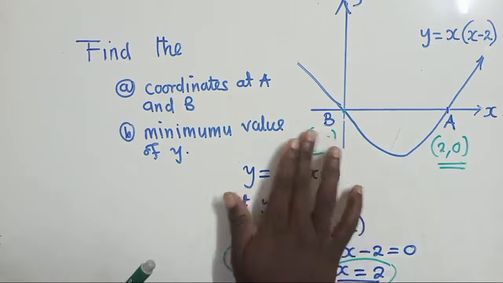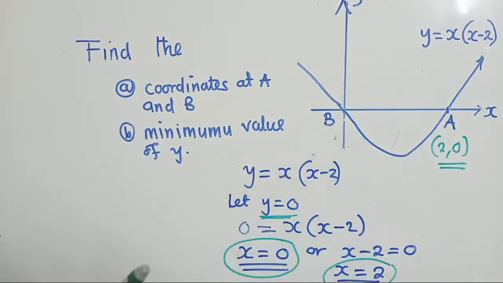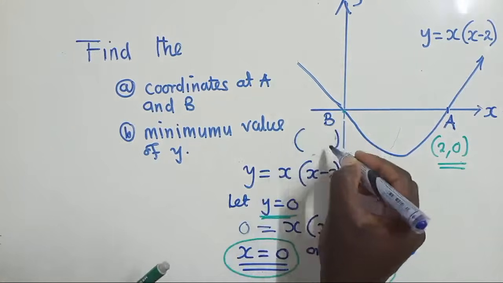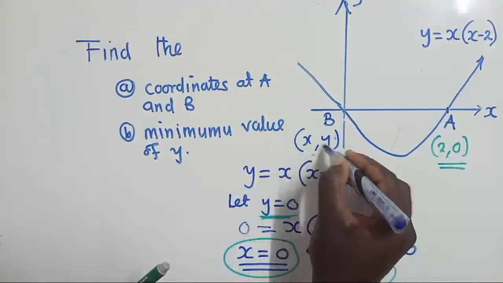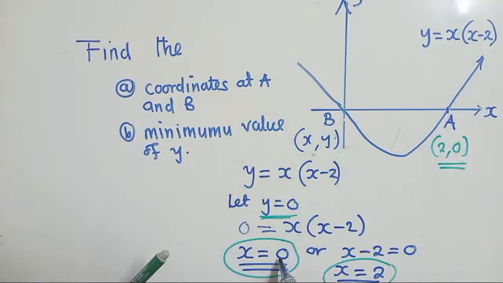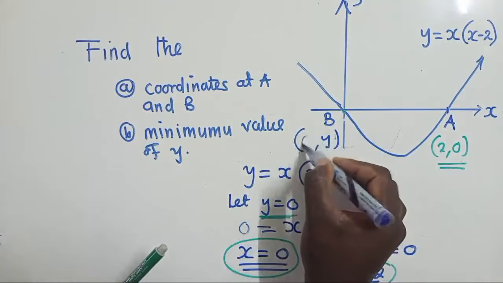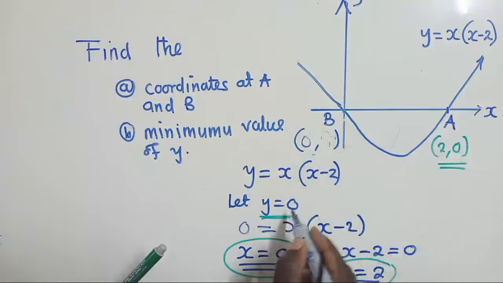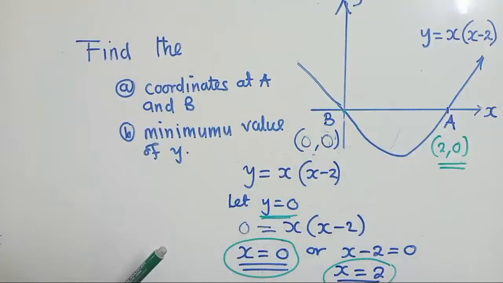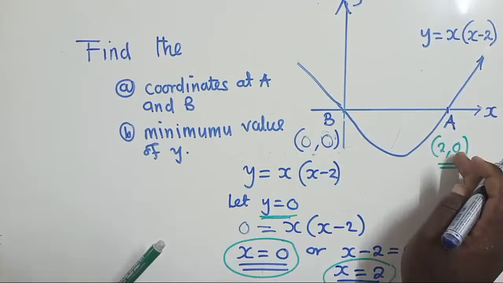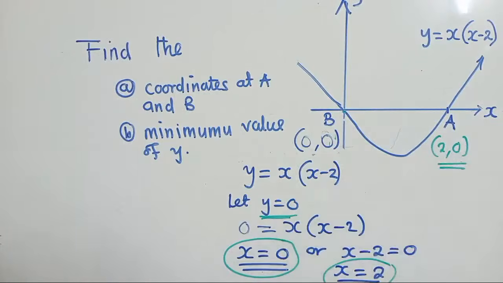Okay? So here at B, you see the way it is. We need the x value and the y value. So the x value here is a 0. That's why I'd put a 0 here. And the y value is always a 0. Here the x value is a 2, the 2 that we found, and the y value is a 0. Just like that. This is what you do.